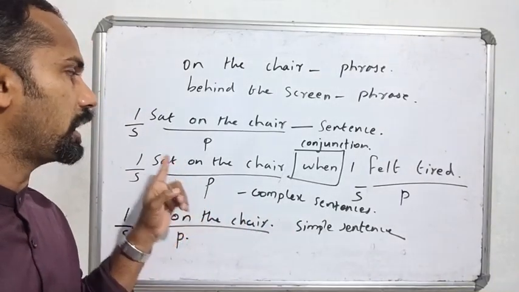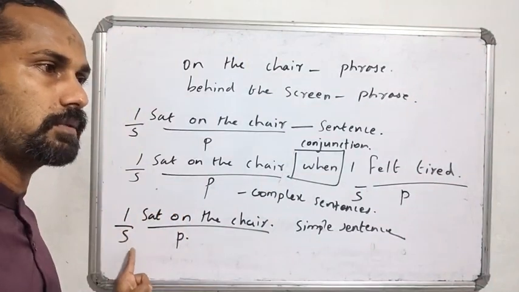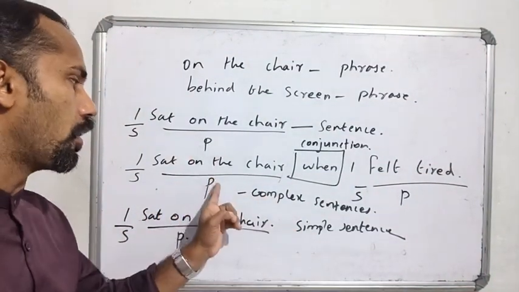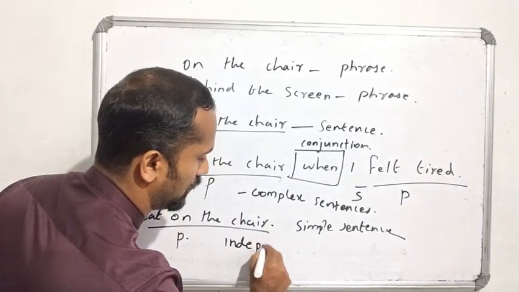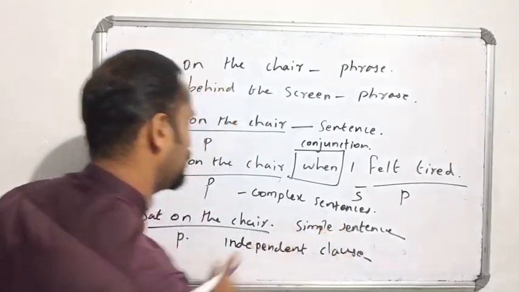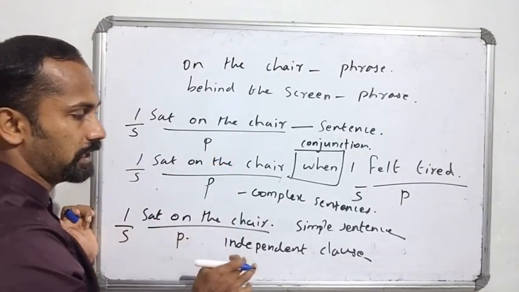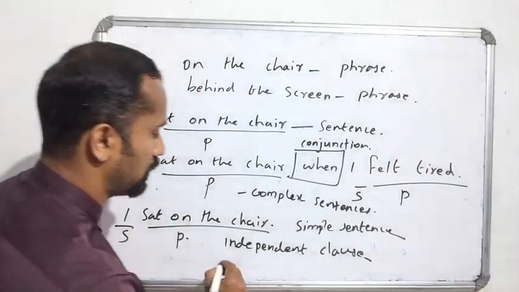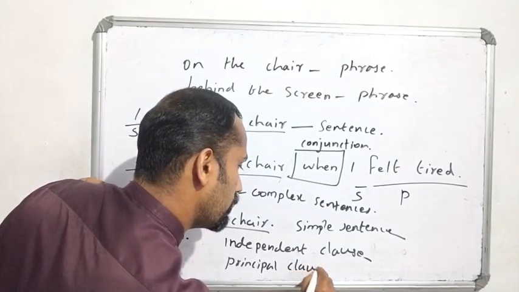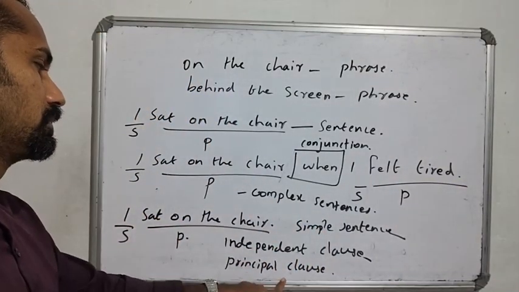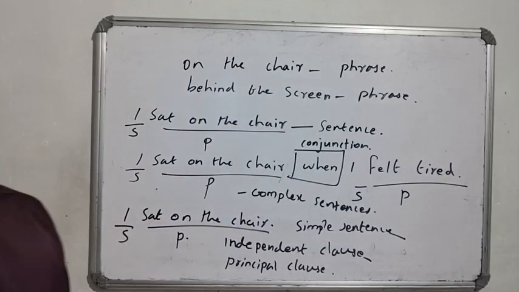This one was a clause, but when it was separated, we could get a complete sense of the meaning. And there was a subject and predicate. So we can call it a simple sentence, or we can call it an independent clause, because we get a complete meaning. This clause gets a complete meaning when it is not a part of the larger sentence. That is why we call it an independent clause. There is another name for this clause, that is principal clause. So we can call I sat on the chair an independent clause or principal clause. Do you understand that?